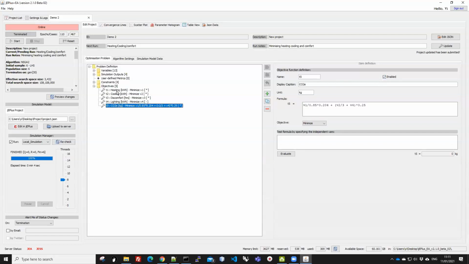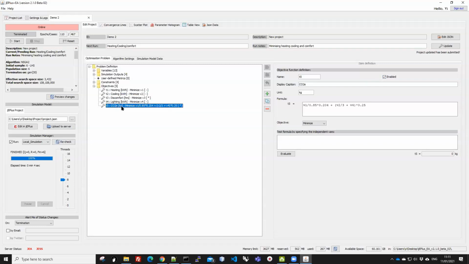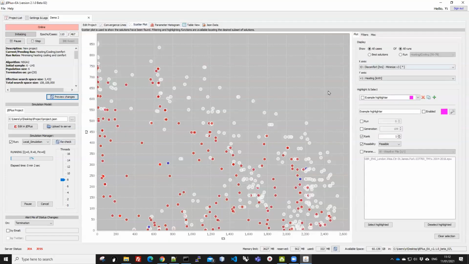objectives. So what we can do is disable this, disable that, keep discomfort, and keep the carbon emission value. So this will give us a 2 objective problem. And let me change it again. Carbon and comfort, give it an update, and start again. Now we shall see this cloud of red dots disappear in a moment.